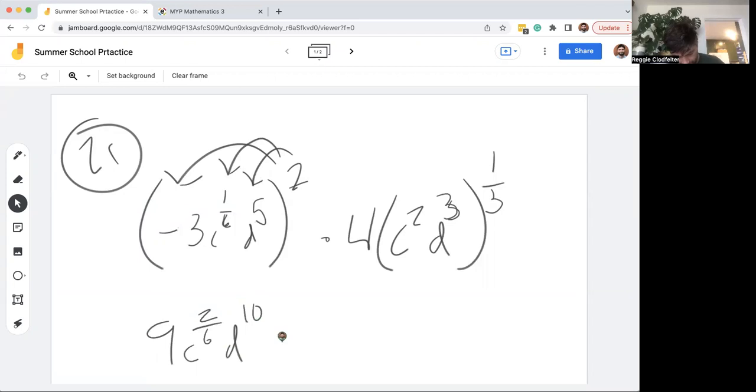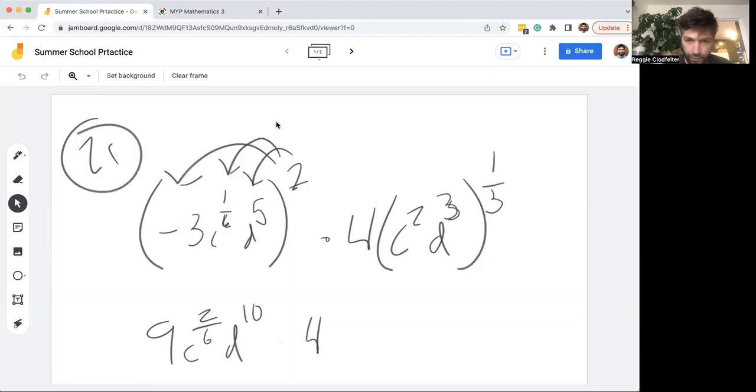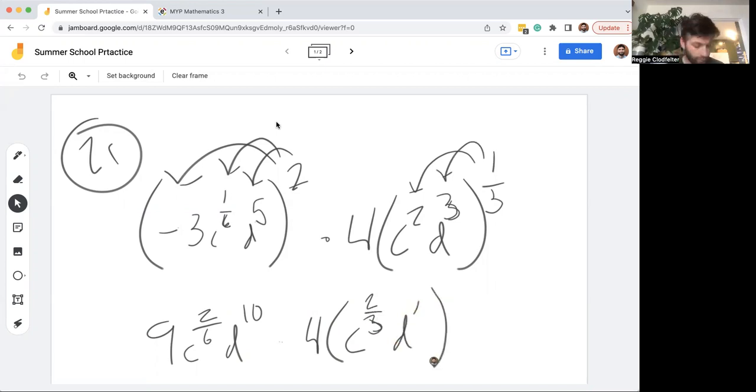Okay, now on my other side, the right side of this is going to work just like on P. So power of a power rule, 1/3 times 2 is just 2/3. So I have c to the 2/3, and 1/3 times 3 is just 1. So I have c to the 2/3 times d to the 1st. Now remember, since it's all multiplication, I just get rid of the parentheses at this point. Boom. Okay. So how do we solve this?